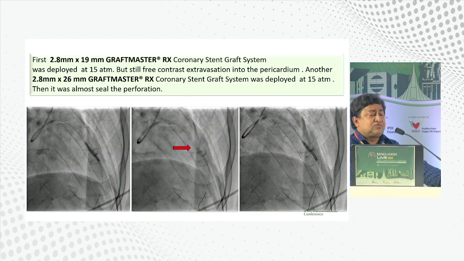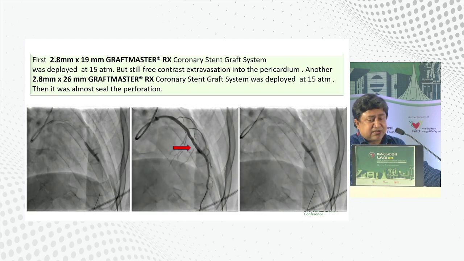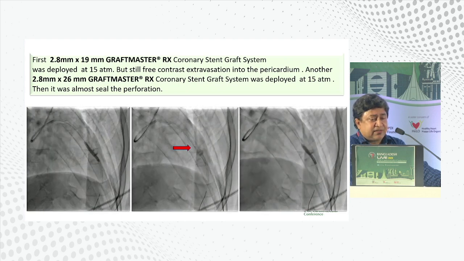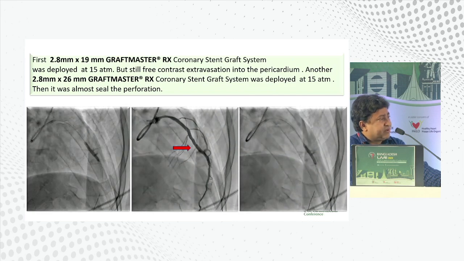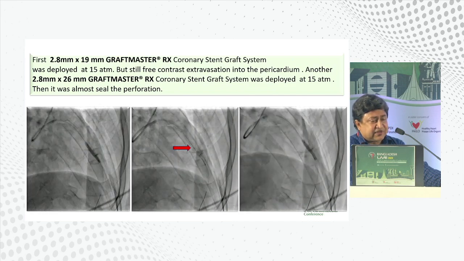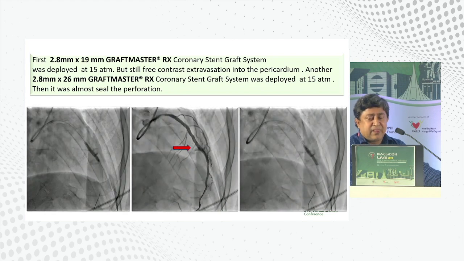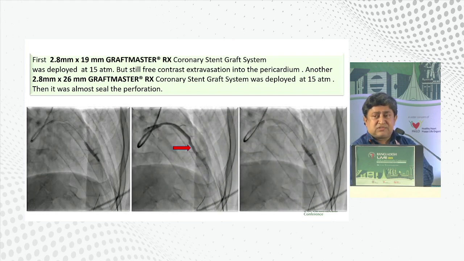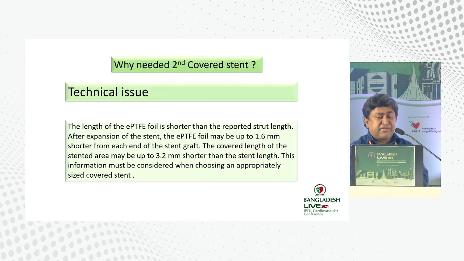First, a 2.8 into 19 millimeter Graftmaster stent is deployed, but there is still free contrast extravasation into the pericardium. So we inflate another Graftmaster, 2.8 into 26. It is larger than the previous one, and it almost seals the perforation. Why is the second cover stent needed? There are some technical issues there.